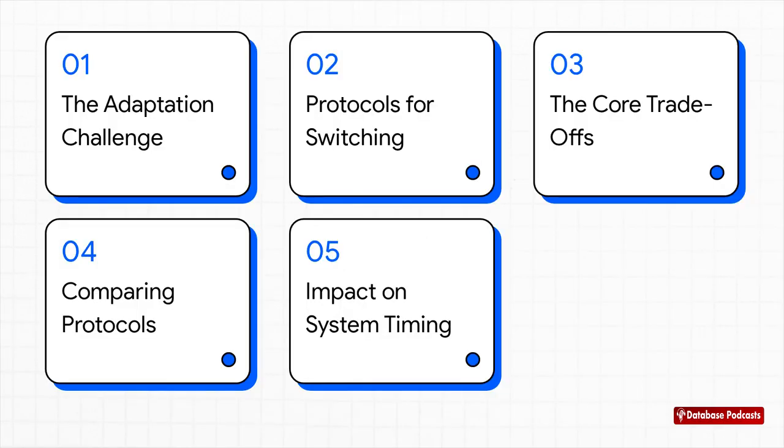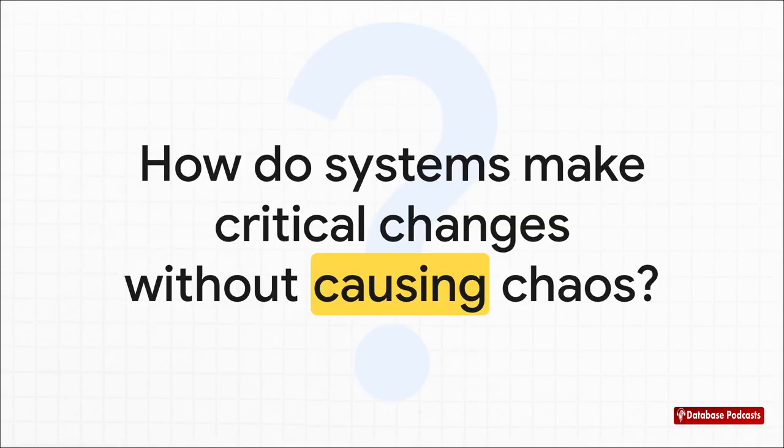So here's our game plan. First, we're going to break down the basic challenge itself. Then, we'll look at the main strategies, or protocols, that engineers use to handle it. After that, we'll get into the really tough part, the trade-offs they have to make. And finally, we'll see how all of this affects the system's ability to hit its deadlines, which is the most important thing.